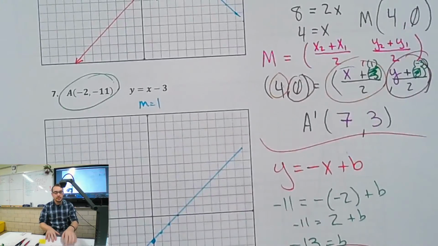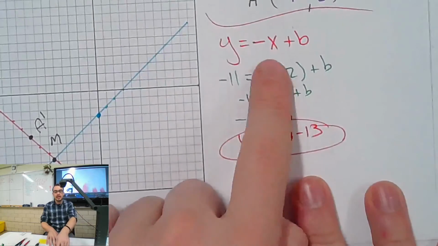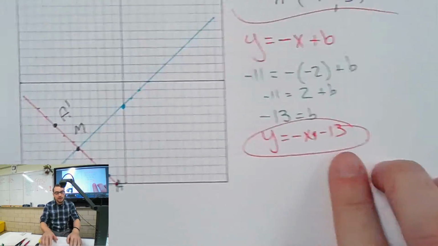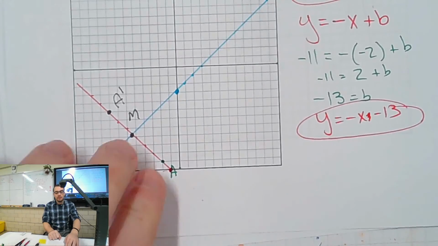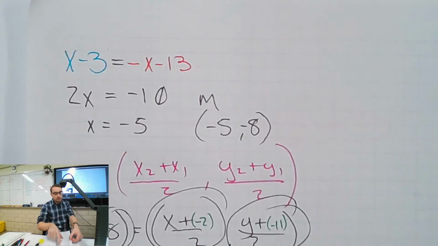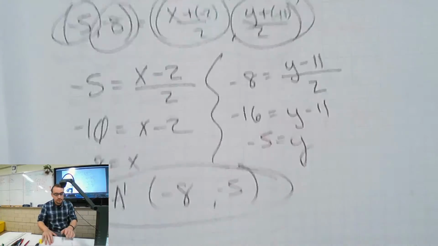Here's what we did. We graphed the blue line. We graphed the green point. We took the slope, flipped, and negated it. We found b by plugging it in. Then we graphed that. Then we found where they intersected by setting them equal to each other. Then we took that intersection point and plugged it into midpoint.